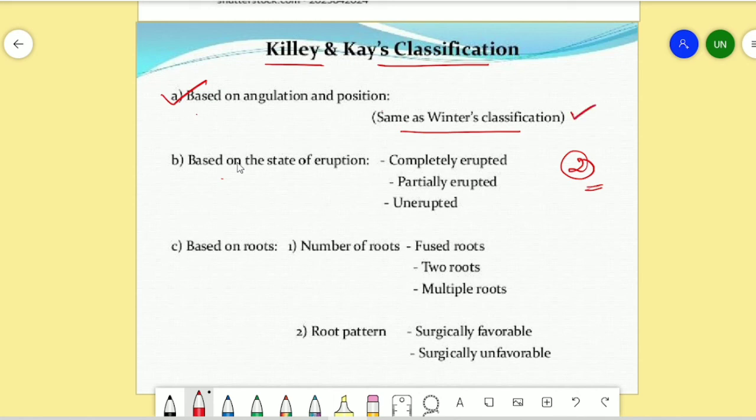And now moving towards the classification based on the state of eruption. It is classified into completely erupted, partially erupted, unerupted, also called embedded. Okay. Now, based on the roots, it is classified by number of roots: fused roots, two roots, multiple roots. And based on the root pattern, surgically favorable, surgically unfavorable. This classification is also easy, and remember it so that you can fetch more marks.